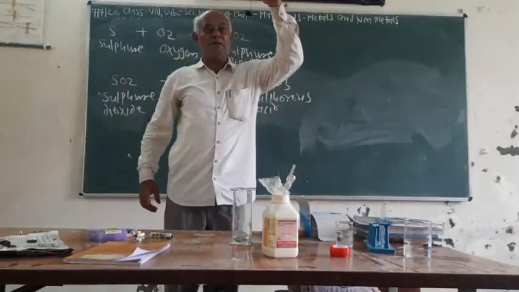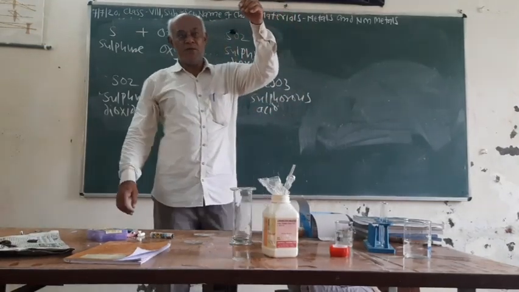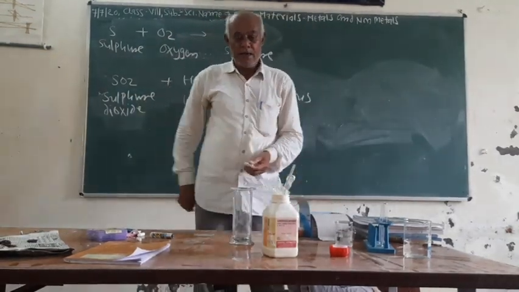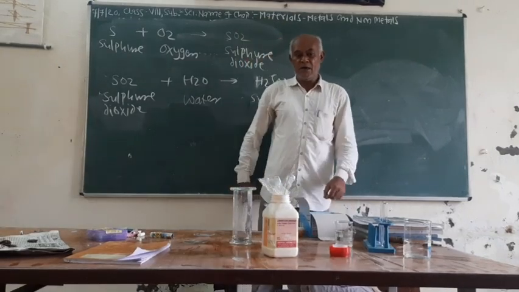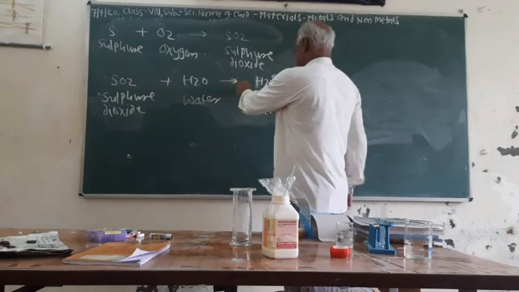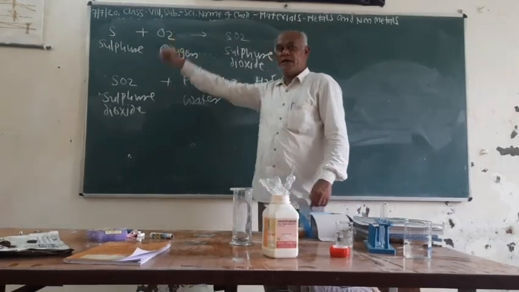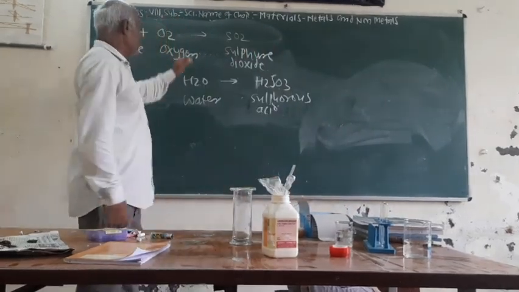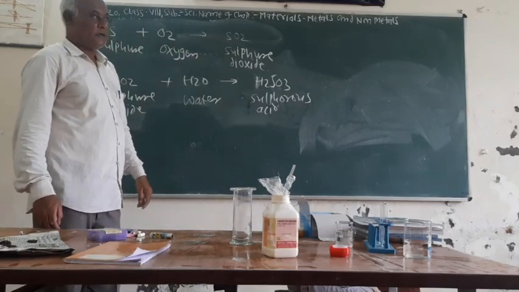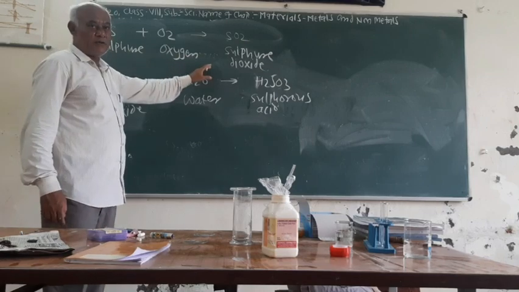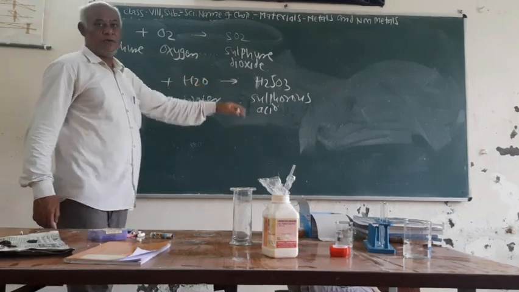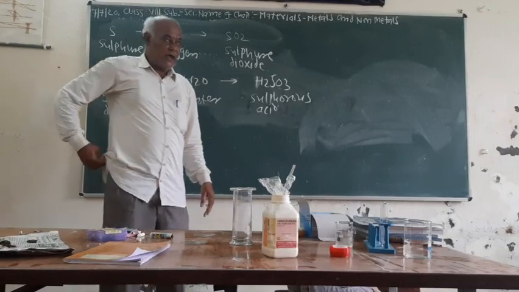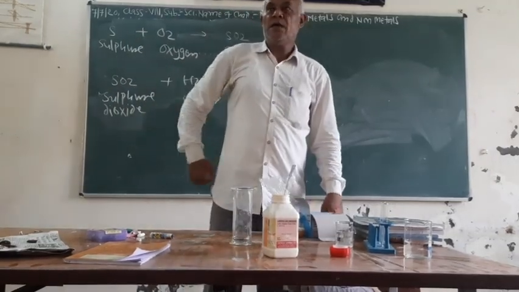Today there was some mistake in burning the sulfur in the deflagrating spoon, but if possible I will show this activity again in the next period. But we understand that when sulfur is heated in a deflagrating spoon, it combines with atmospheric oxygen and produces sulfur dioxide gas. This is a white color gas. When this sulfur dioxide gas is dissolved in water, it produces sulfurous acid, that is H2SO3. This acid we test with the litmus paper.